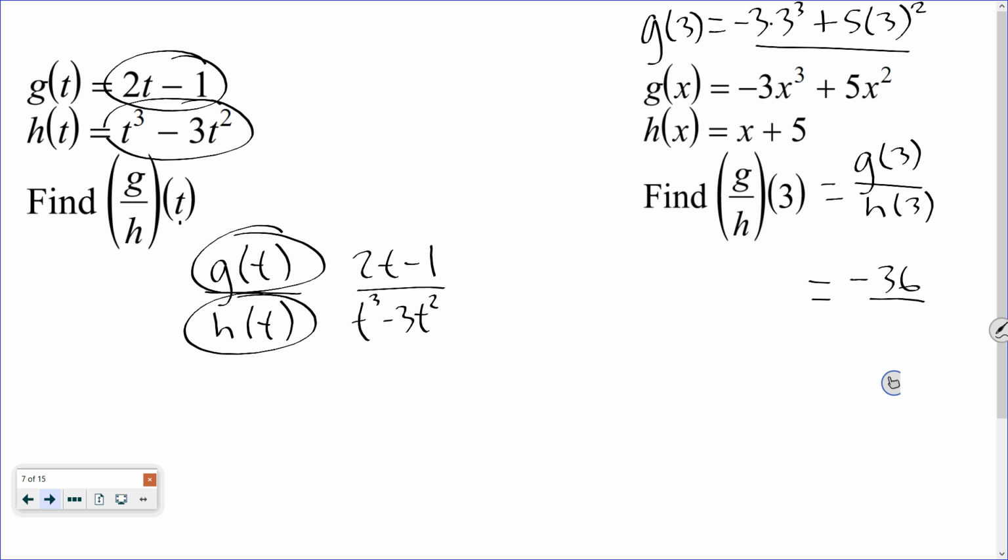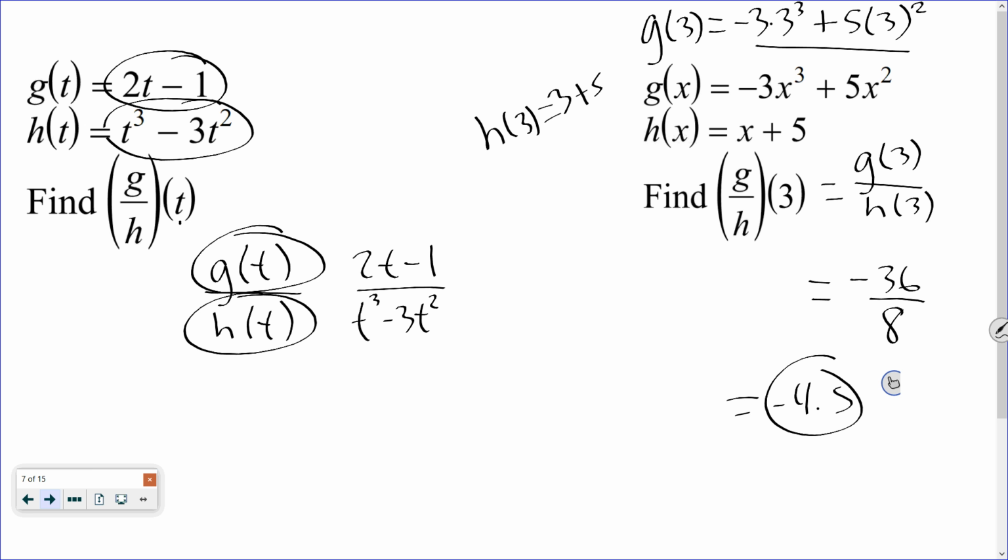Then at the bottom, plug 3 in. So if I plug 3 into h of 3, h of 3 equals 3 plus 5. So that comes out to be 8. Divide those. I think it's a negative 4.5. Okay, that is my answer.